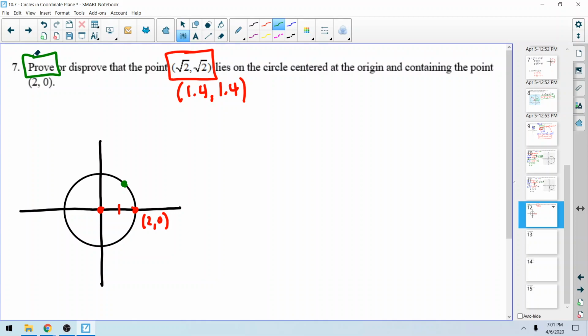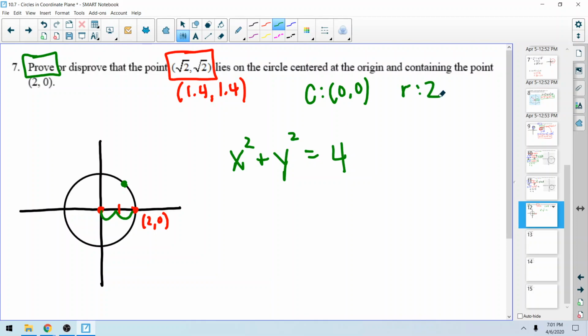So the first thing I'm thinking is if I have standard form of a circle, if my center is at the origin, then we're going to have x minus 0 squared, which is just x squared, plus y minus 0 squared, which is just y squared, equals r squared. And my radius here is 2. So r squared is 4. So if you take that, you stick it in your equation, that's your equation.